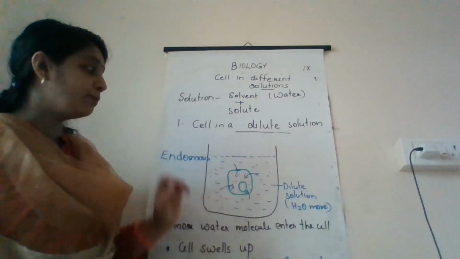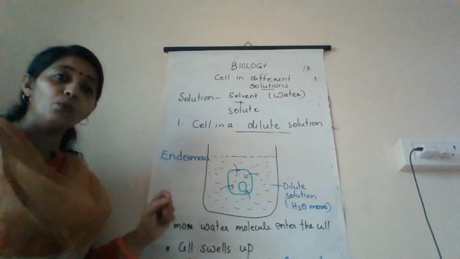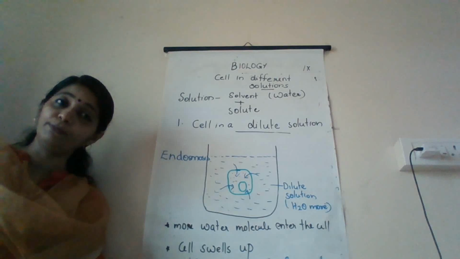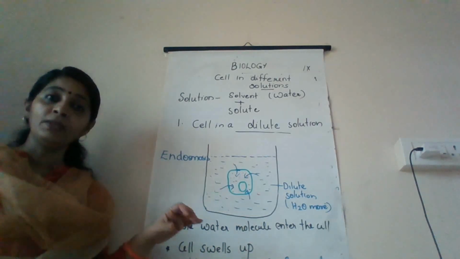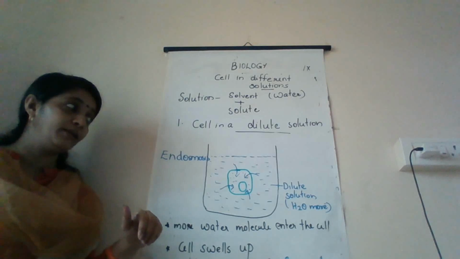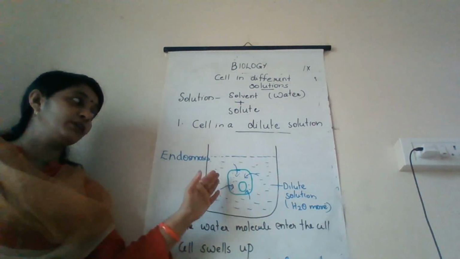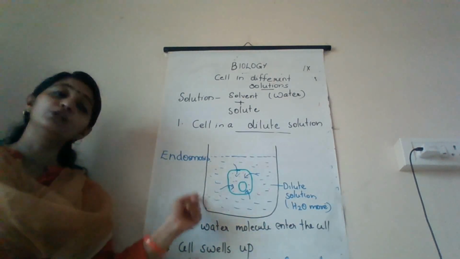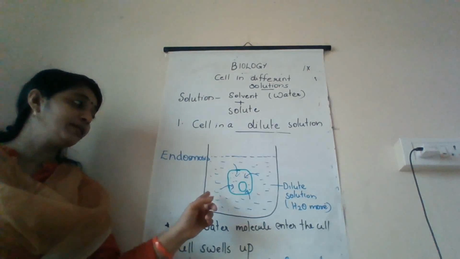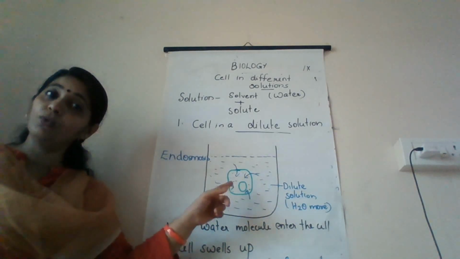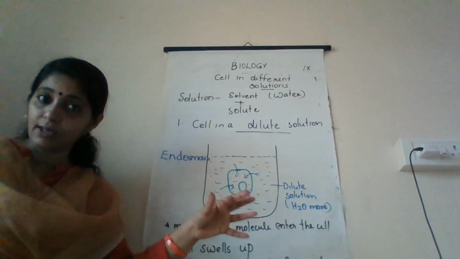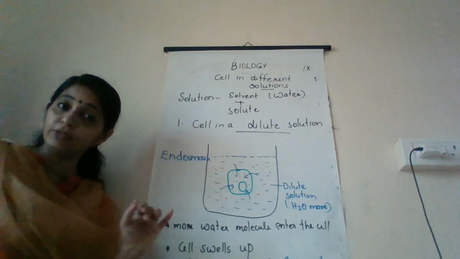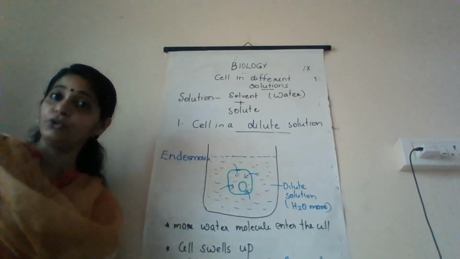So when the cell is kept in a hypotonic solution, you may get questions like: what happens to a plant cell or an animal cell which is placed in a hypotonic solution? So what do we have to write? Hypotonic solution is a very dilute solution. So here the concentration of water molecules will be more outside when compared to the cell. So the water will have a tendency to move inside the cell. When the water molecules enter the cell, the cell will swell up. This is what you have to write. You may get more questions regarding this, such as what may happen to a cell which is kept in a hypotonic solution.